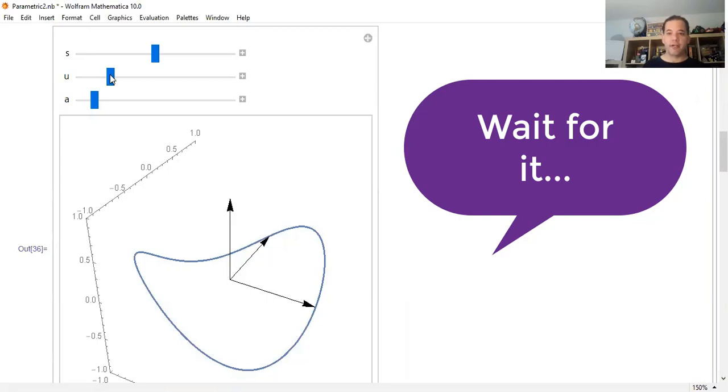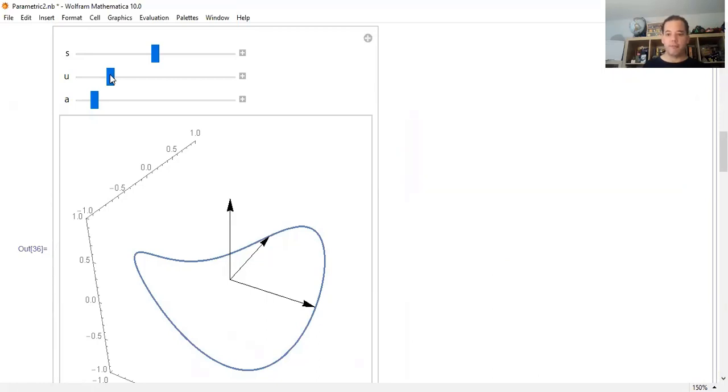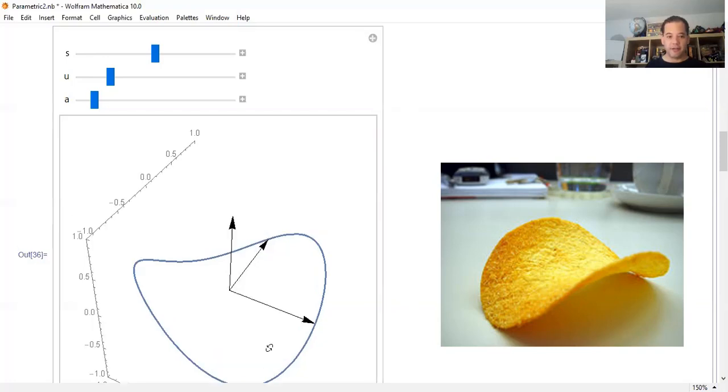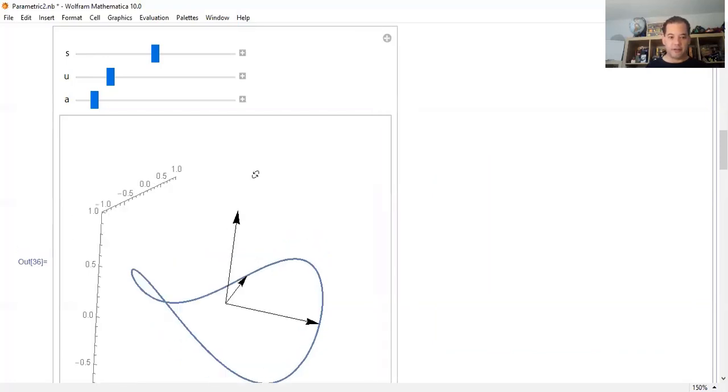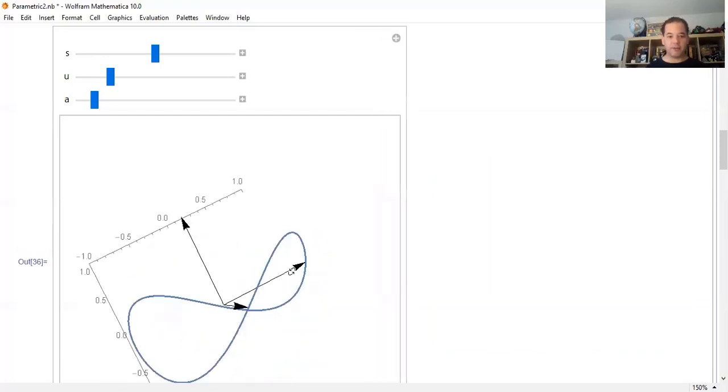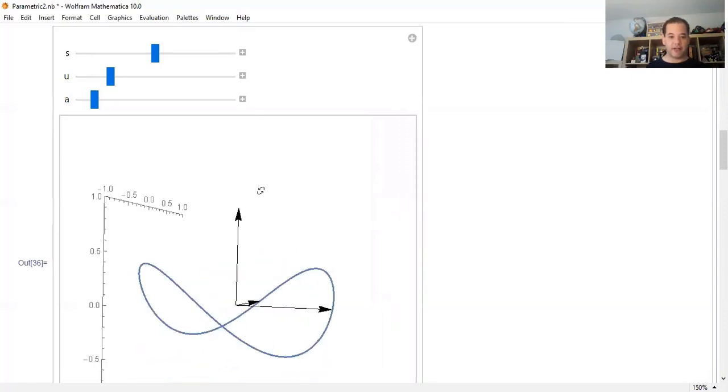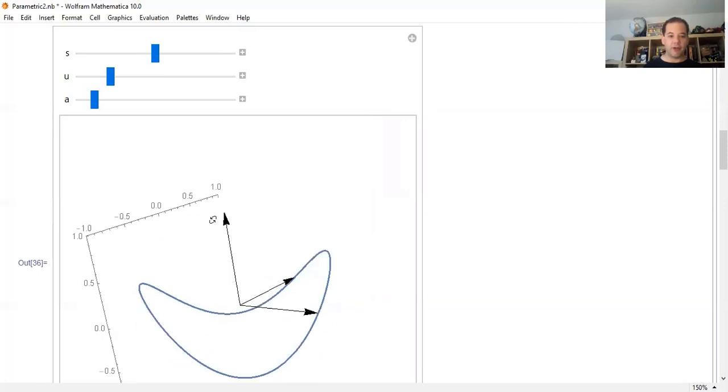If you said Pringles potato chip, you were a winner. That's exactly what it looks like, right? See? It's like a chip, right? A Pringles potato chip. Yeah? It goes up and it goes down.